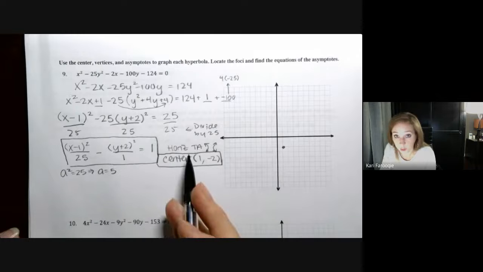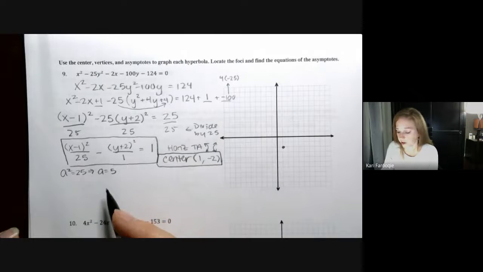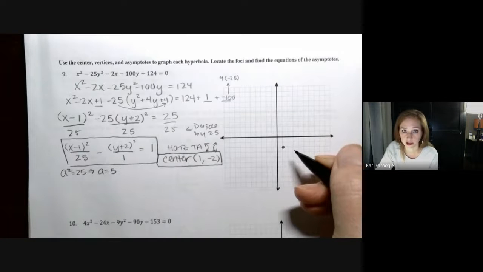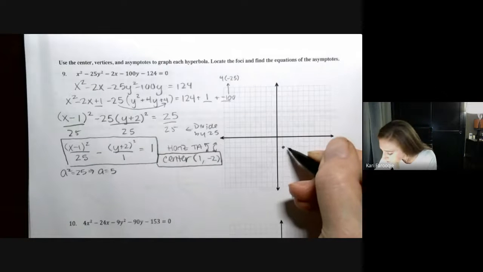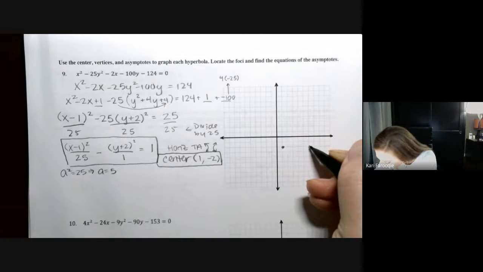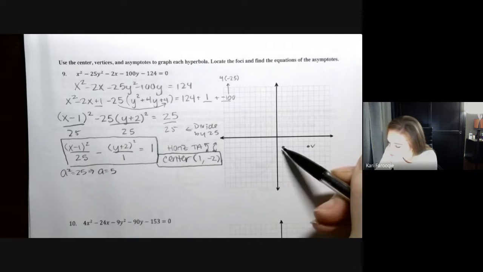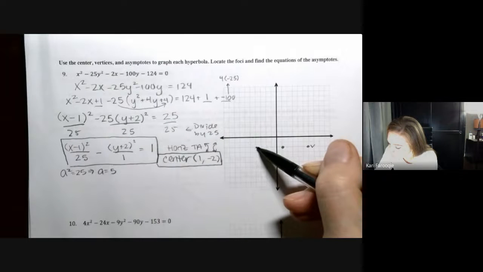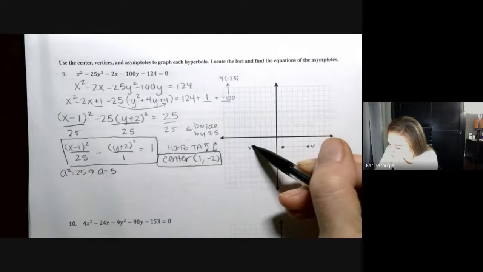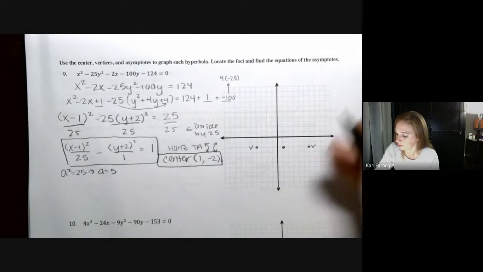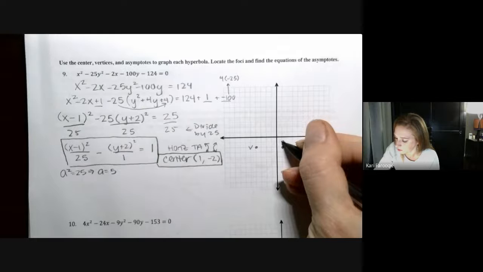All right, I know we're opening left and right. I know that a is 5. I have the center plotted. So what I'm going to do right now is plot the vertices. I'm going to go to the right 5 from center. 1, 2, 3, 4, 5. There's one vertex. And I'm going to go to the left 5 from center. There's my other vertex. This is my center.